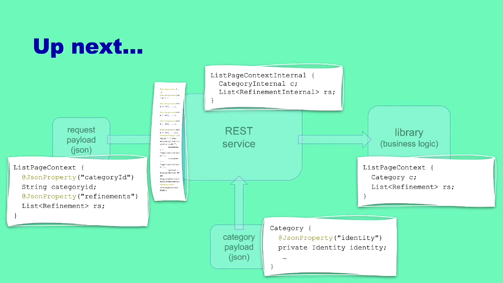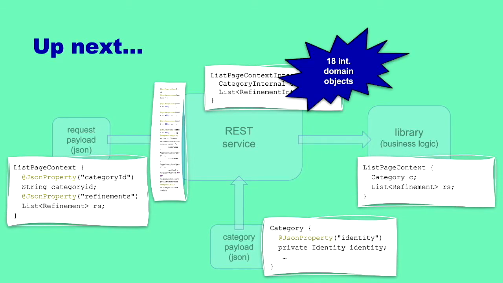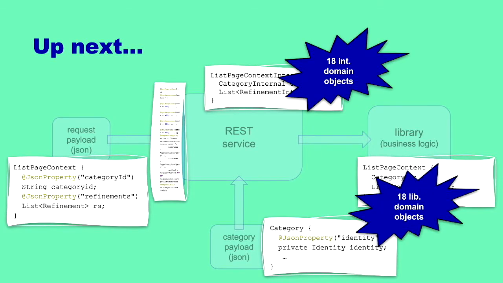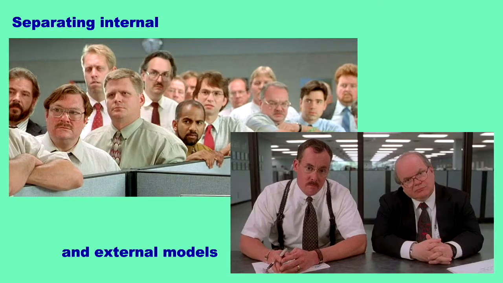Okay, so what's up next? My part of the presentation will cover how we generated all our domain objects within a service and the domain objects within a library using the Immutables framework. But hold on, some of you might be wondering, why would you need to separate the internal and external models? So why are we not using the API models internally within our service? Well, I can give you a few reasons why.